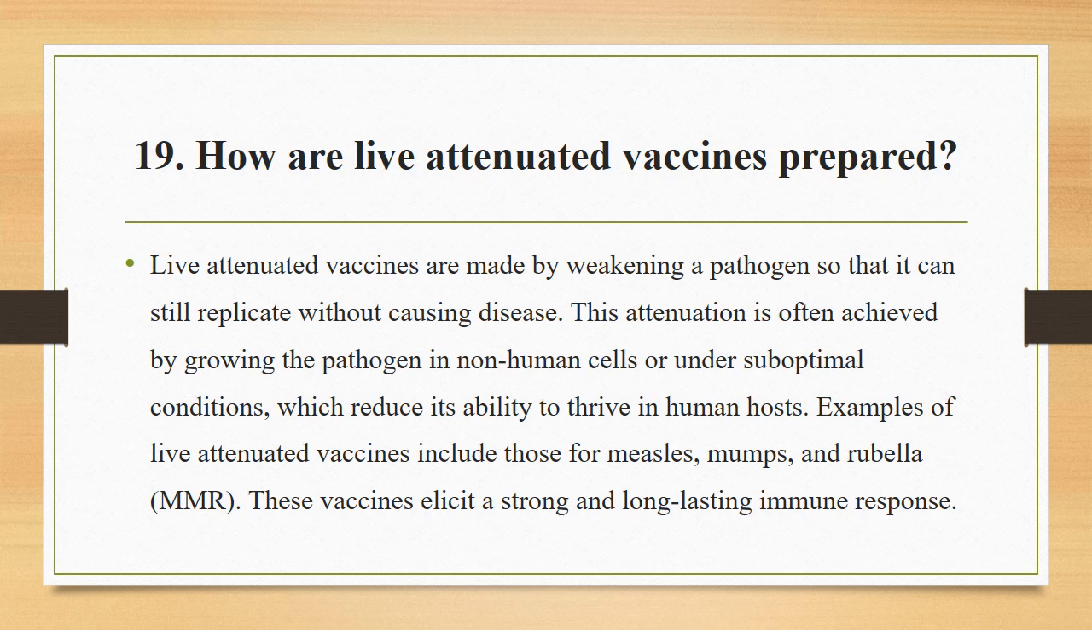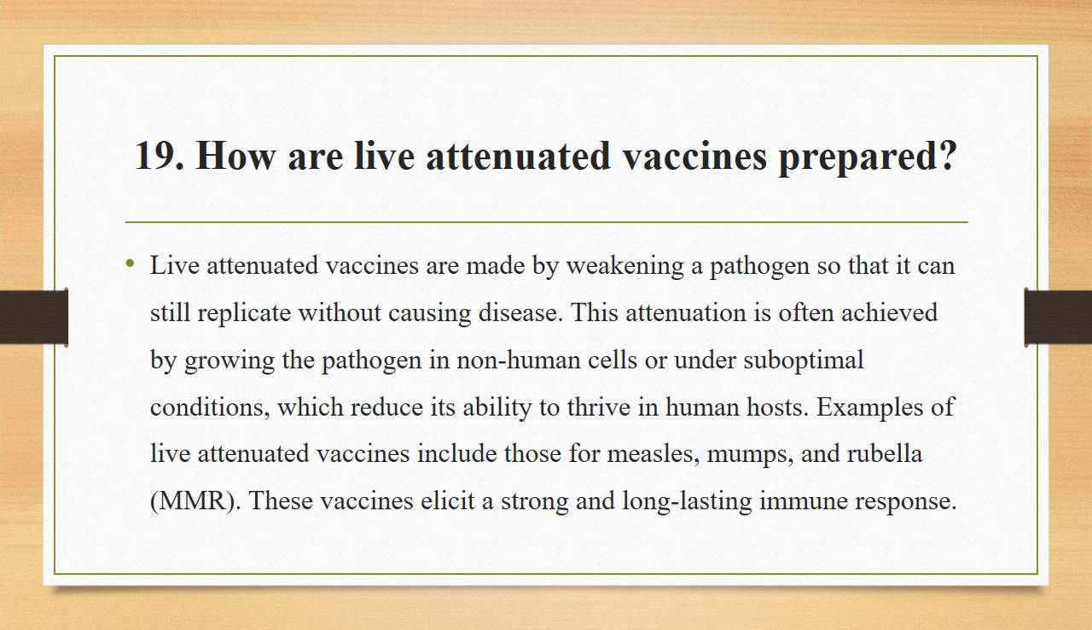In this paragraph, I'm going to talk about attenuation, or attenuated. Attenuated means to weaken, or to make a pathogen weaker, so that when that pathogen enters the body, it will not cause disease. This attenuation is often achieved by growing the pathogen in non-human cells or under suboptimal conditions.